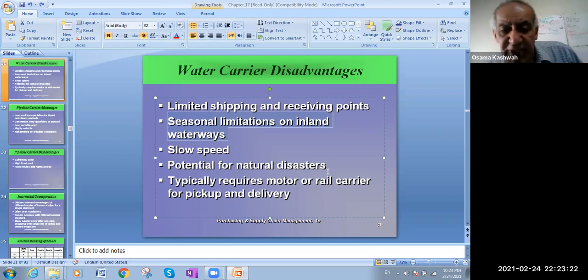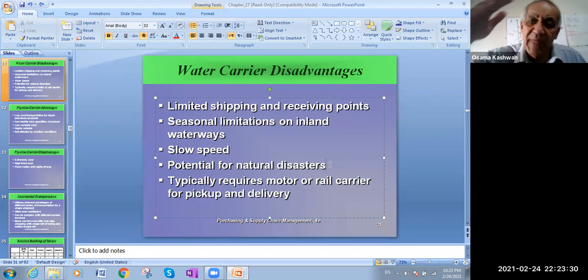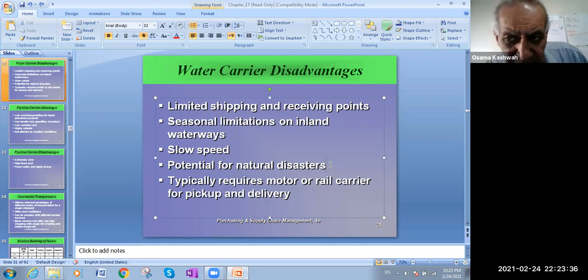Potential for natural disasters, and this is another problem. When there is a storm in the sea or something, you hear from time to time that there is a drowning or a sinking of a ship. So there is always potential for risks. Typically requires motor or rail carriers for pickup and delivery. Yes, because the ships do not go to the consumer.